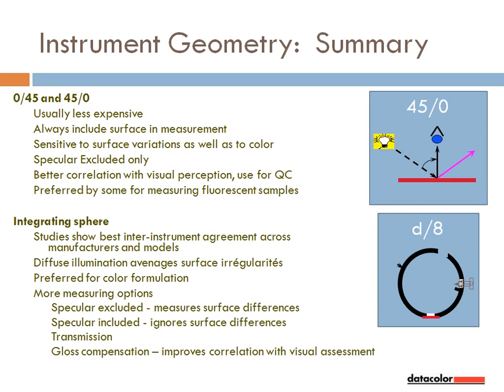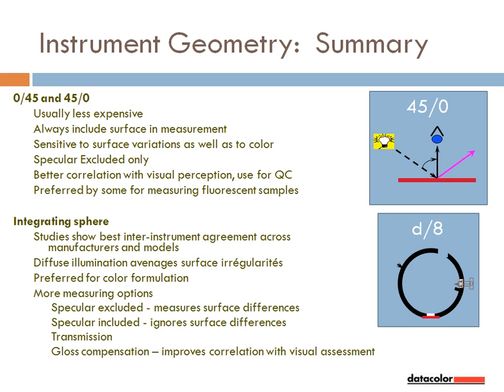Here's a summary of strengths and preferences for different instrument geometries. Directional measurements, 45-0, are usually preferred for final QC measurements, detecting both surface and internal color differences. Diffuse measurements, sphere instruments, specular included, are preferred for color matching, formulation, recipe prediction, showing more clearly internal color differences and minimizing the surface differences.